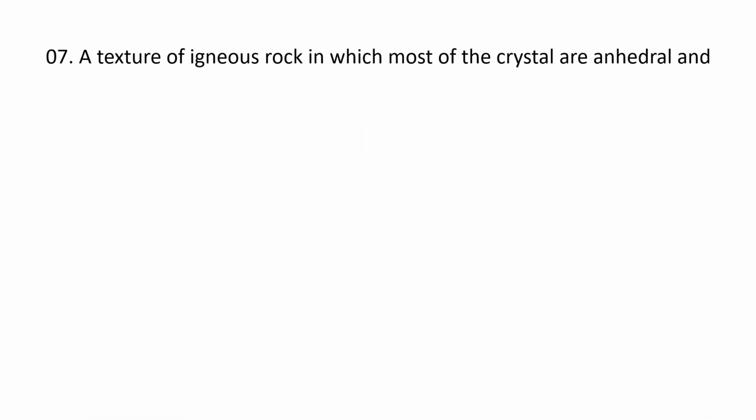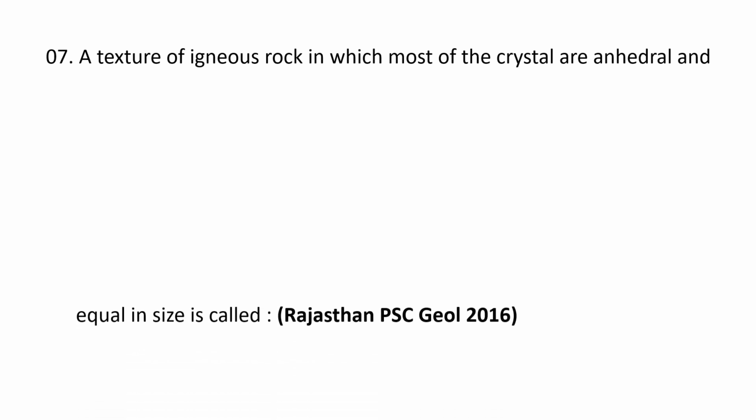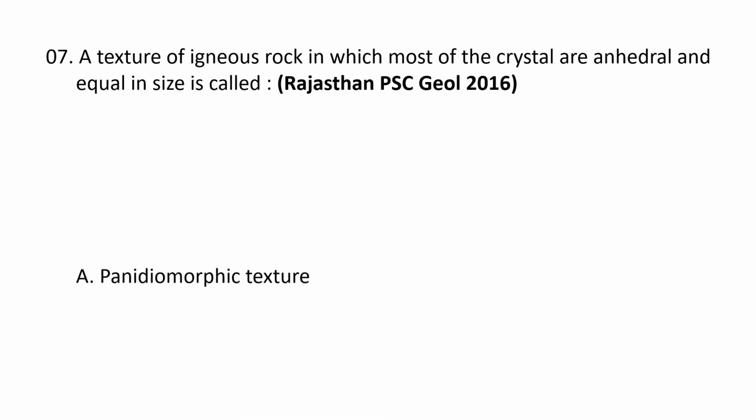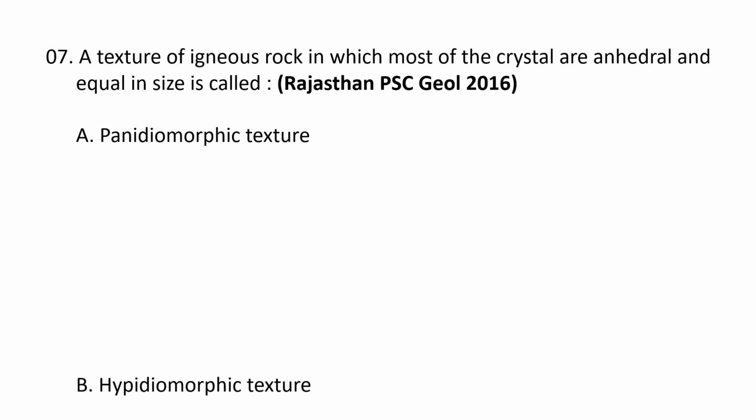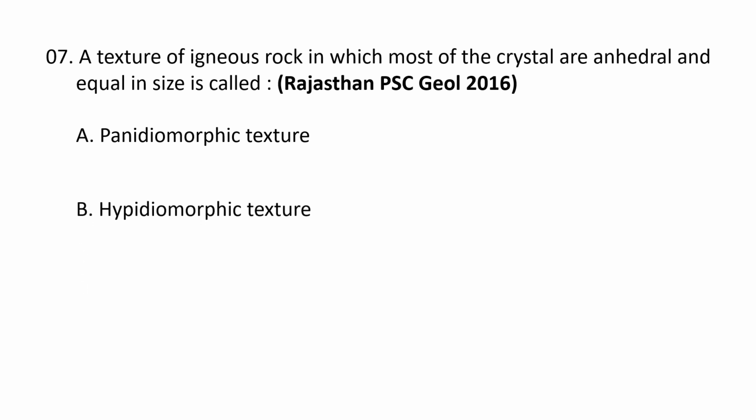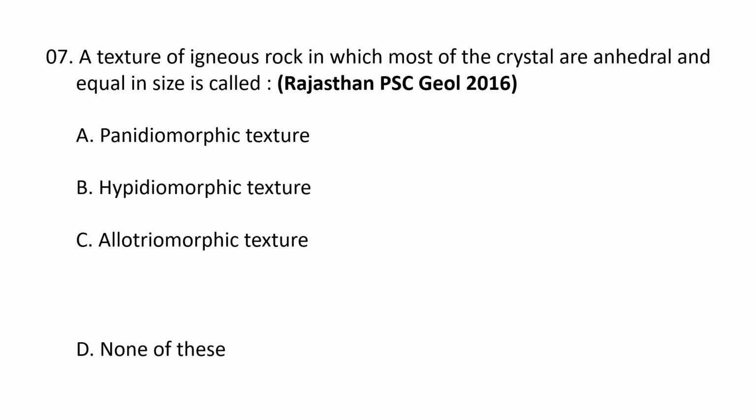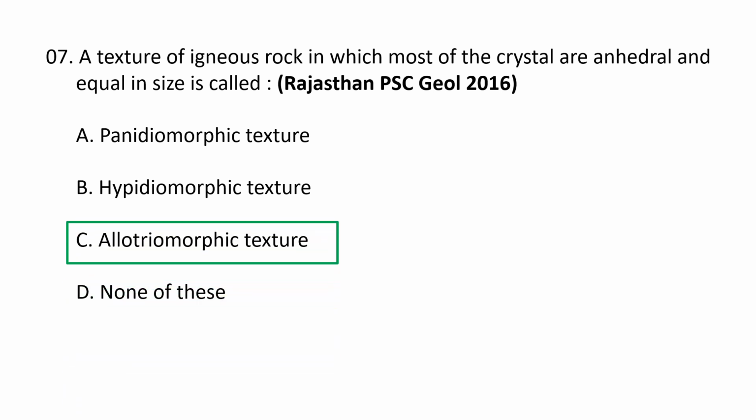Next question. A texture of igneous rock in which most of the crystals are anhedral and equal in size is called A. Peridiomorphic texture, B. Hypidiomorphic texture, C. Allotriomorphic texture, and D. None of the above. So the correct option is C. Allotriomorphic. Allotriomorphic refers to the texture in which all the component mineral grains are anhedral. So C is the correct option.